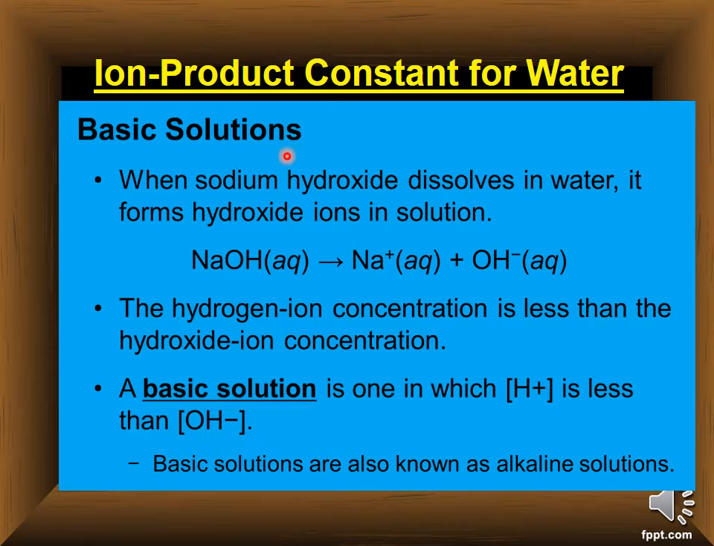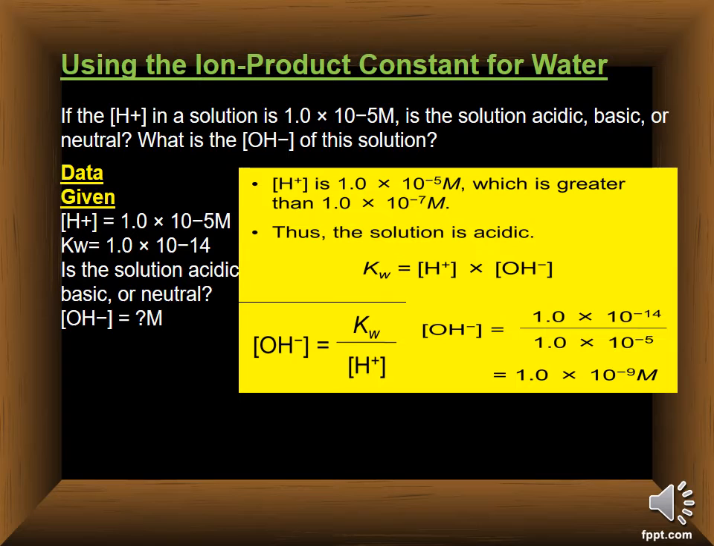Let us start with the basic solution. When sodium hydroxide dissolves in water, it forms the hydroxide ion in solution, such as NaOH. When it dissolves in water, Na positive and OH negative ions are going to separate out. Now, the hydrogen ion concentration is less than the hydroxide ion concentration, because when NaOH dissolves, the concentration of OH is going to increase here. So when the concentration of OH ion increases, it becomes a basic solution. So a basic solution is one in which the H positive ion concentration is less than the OH. So the OH ion concentration is more. Basic solutions are also known as alkaline solutions.